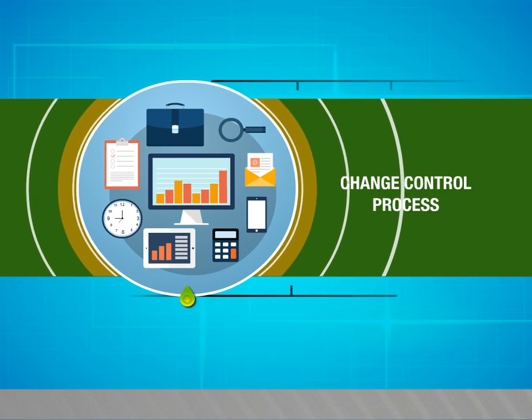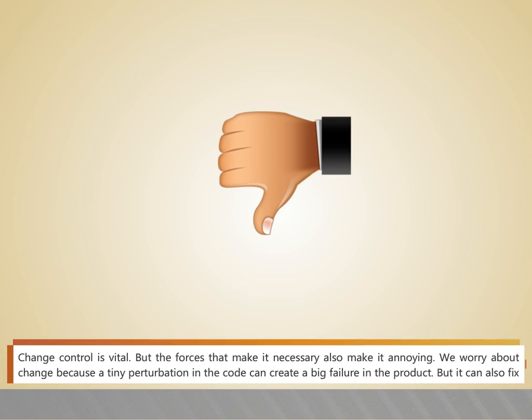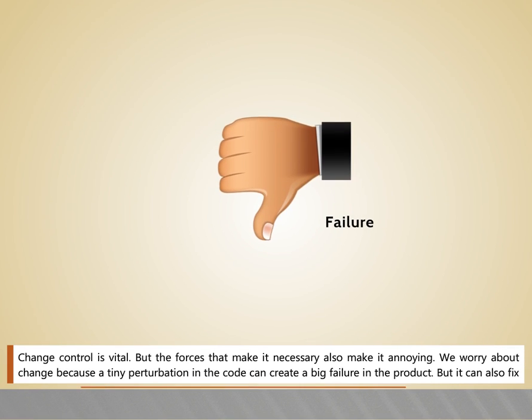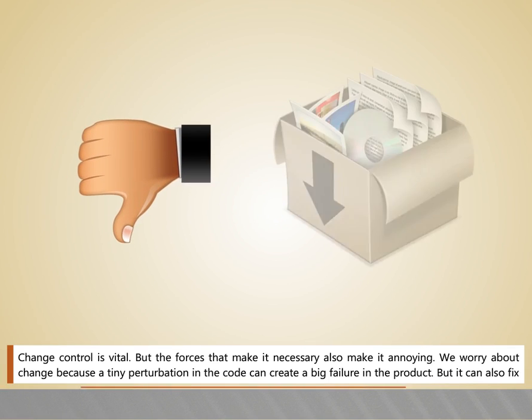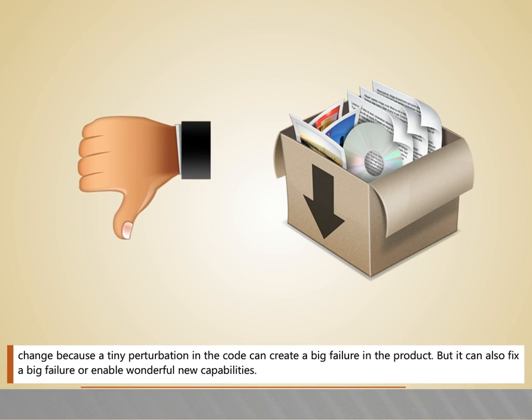Change control process. In this video, we are going to see about change control process. Change control is vital, but the forces that make it necessary also make it annoying. We worry about change because a tiny perturbation in the code can create a big failure in the product, but it can also fix a big failure or enable wonderful new capabilities.